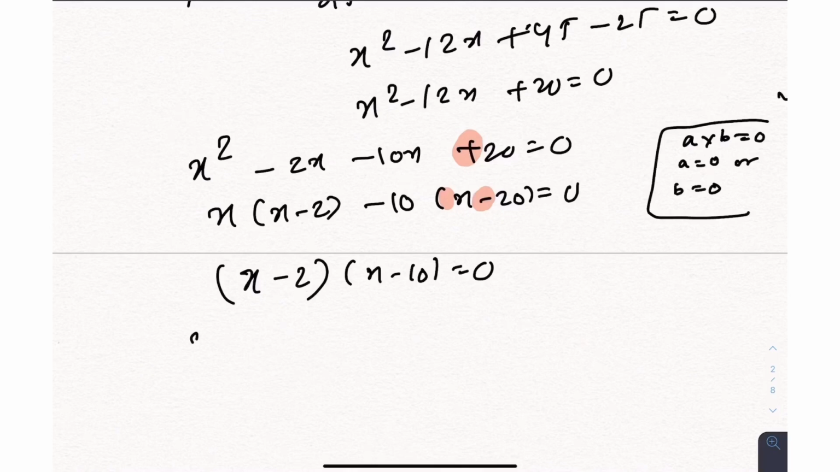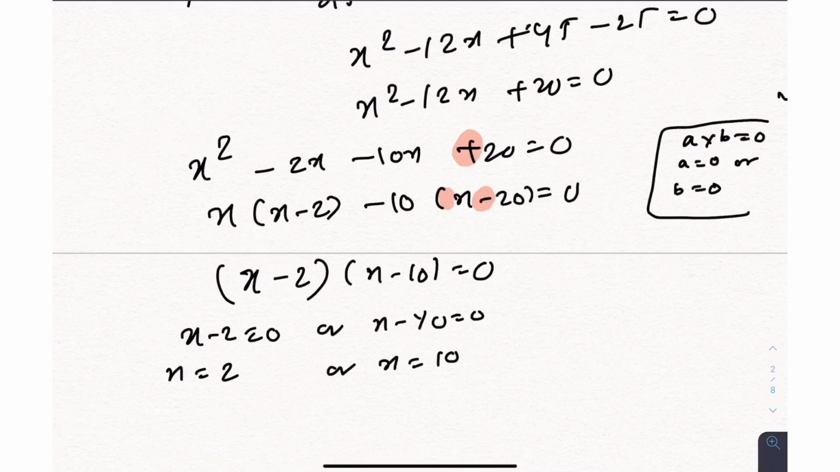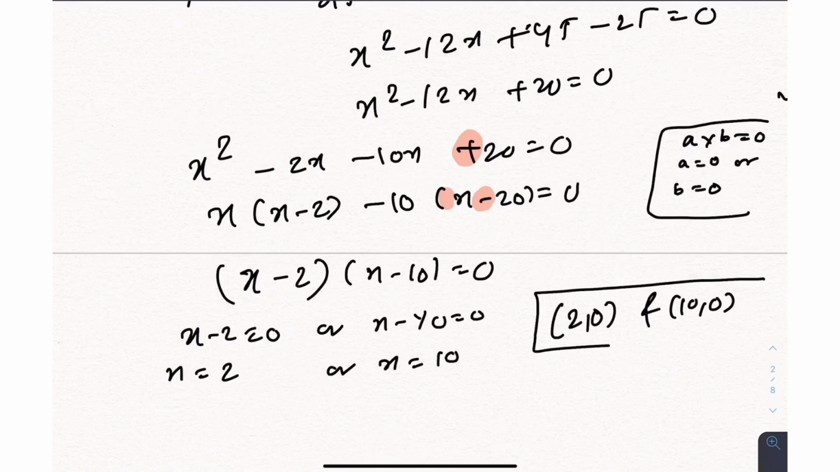So what we can do is, either your x minus 2 is equal to 0 or x minus 10 is equal to 0. So x is equal to 2 or x is equal to 10. Therefore, the coordinates or the points on the x-axis are (2, 0) and (10, 0). I hope this part is clear to you guys.